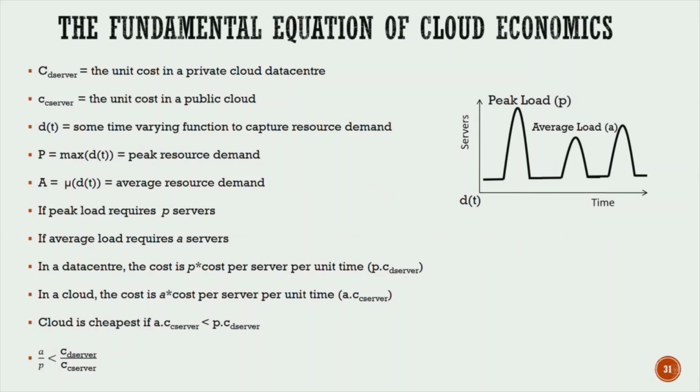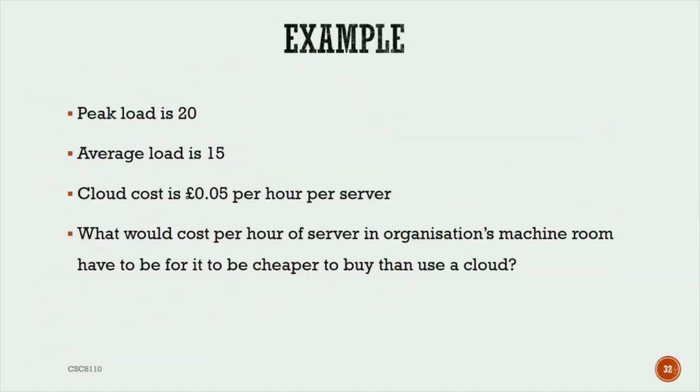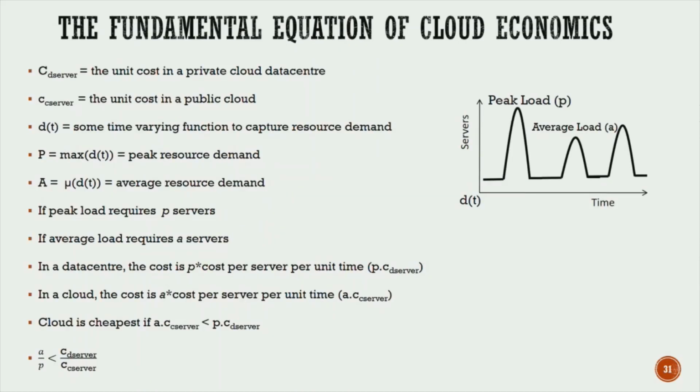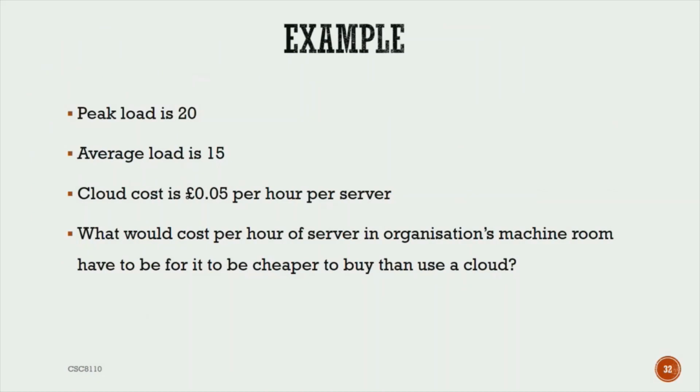And we'll try. So we have the average load, we have the peak load, we have the cloud cost. What should be the data center cost per unit time, per unit server, so that it's cheaper to host your application or build your own data center as compared to moving to the public cloud? So what should be CD server? You have been given average, peak, and this.